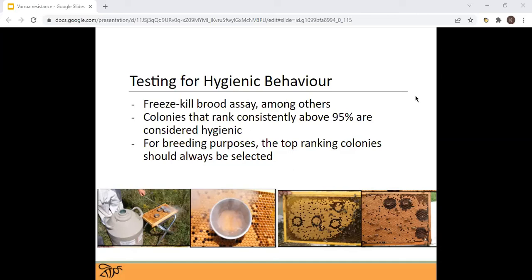Colonies that rank consistently above 95% after this test are considered hygienic. Of course, they rank below that at different steps, but above 95% is group 1 or highly hygienic. For breeding purposes, you don't have to have colonies that are consistently ranking above 95%. Progress can be made simply by selecting the top colonies. So rank your colonies in regards to hygienic behavior, and selecting from the top ones is going to move you towards hygienic behavior. So just a reminder, it's all about those baby steps.